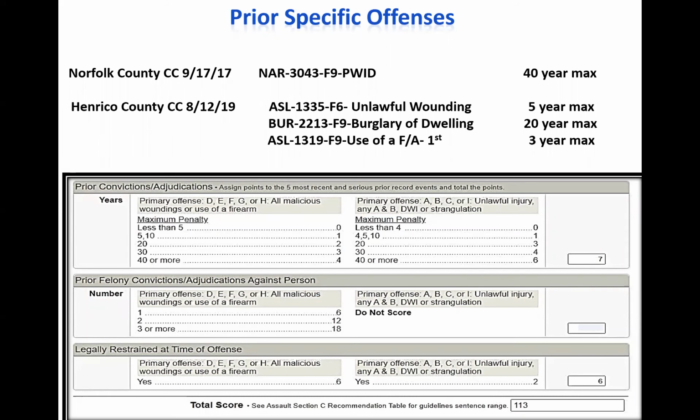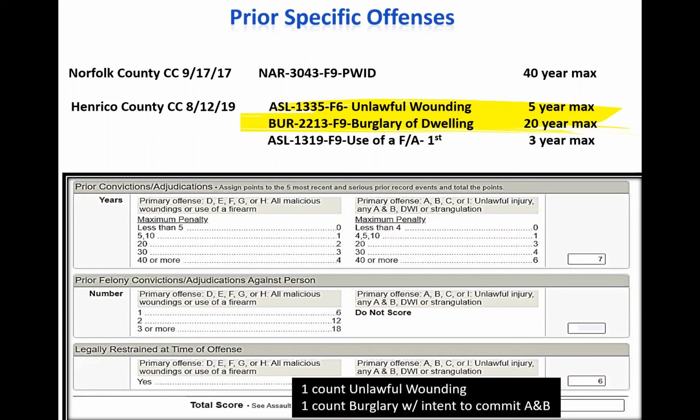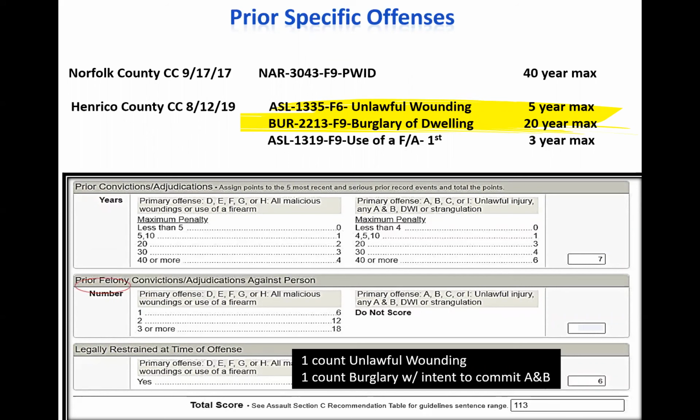Here we have the defendant's prior record consisting of a PWID out of Norfolk and an unlawful wounding, burglary of a dwelling, and assault use of a firearm first degree. Taking a look at the defendant's prior record, we see that there are 2 person crimes, unlawful wounding and burglary of a dwelling. And we know the burglary of a dwelling is a person crime because the intent is to commit assault and battery.